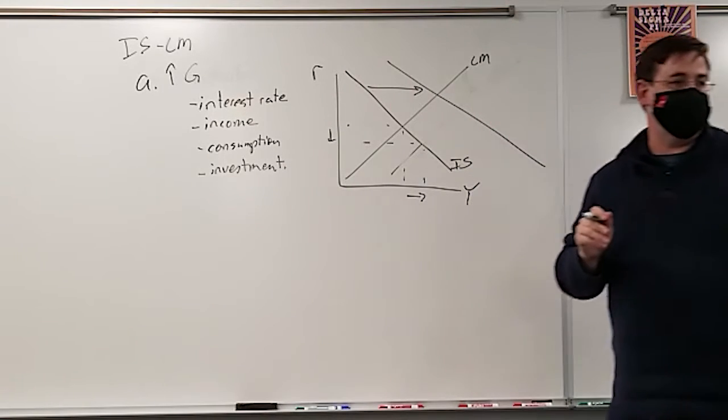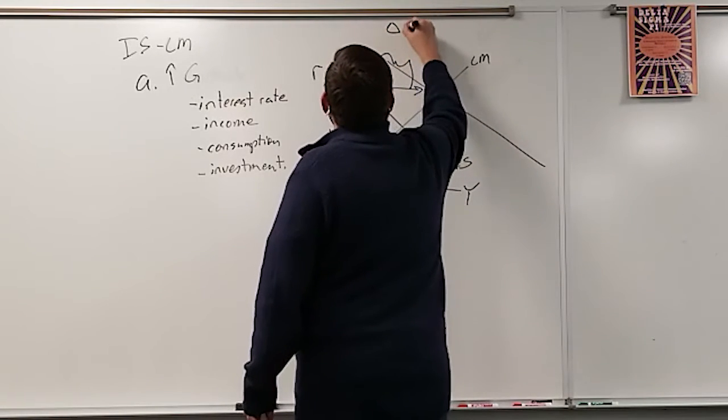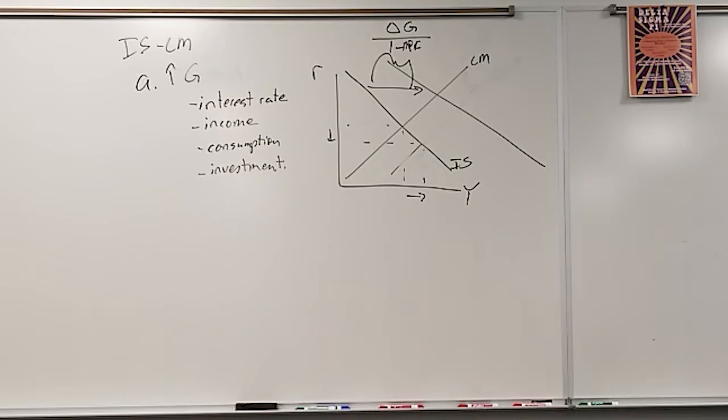How much does the IS curve shift to the right? The change is equal to the change in government spending divided by 1 minus the marginal propensity to consume. Remember, the government spends some money, and then whomever the government spends the money with takes that money and spends it again. So there's a multiplier effect that works its way through here. Now, as a result of this increase in government spending, what do we observe? Well, the interest rate goes up, income increases, consumption increases, but investment will decrease.